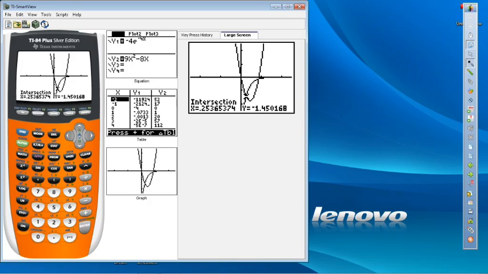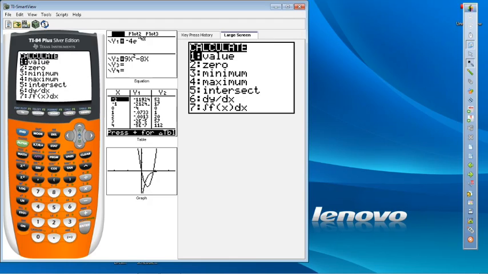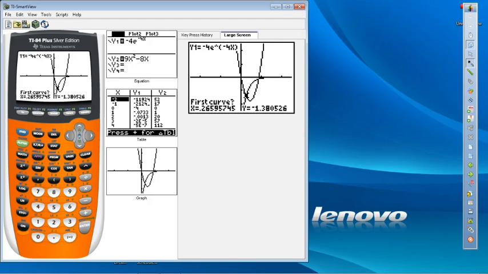Okay, so to find the second, once again, I'm going to do second, calculate. And the calculate is on top of the trace button. We're going to go to 5, intersect. So again, first curve, second curve. So this time I'm going to move the cursor to the second point. And there it tells me what my second point is going to be.